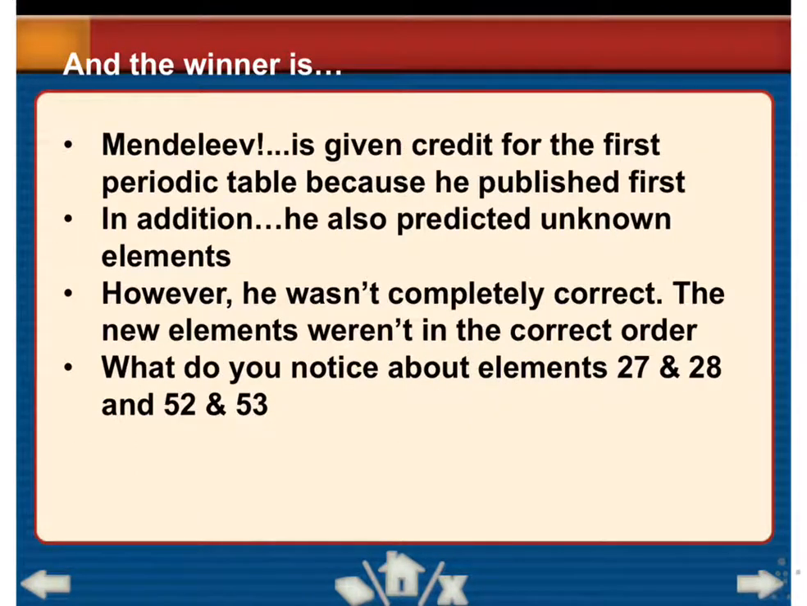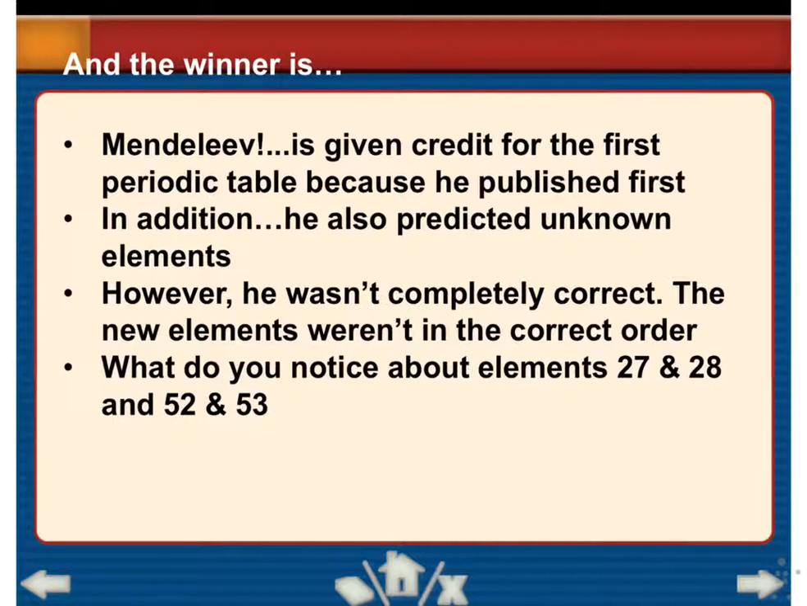So the winner of that race to publish was actually Dmitri Mendeleev. He is given credit for the very first periodic table. He is known as the father of the periodic table. So he is a major, major name because he published his periodic table before Lothar Meyer. A couple of months before, but it was before. So just by sheer luck, he is known as the father of the periodic table, just because he published a couple of months before Lothar Meyer. But he does deserve credit because he did come up with an amazing periodic table.